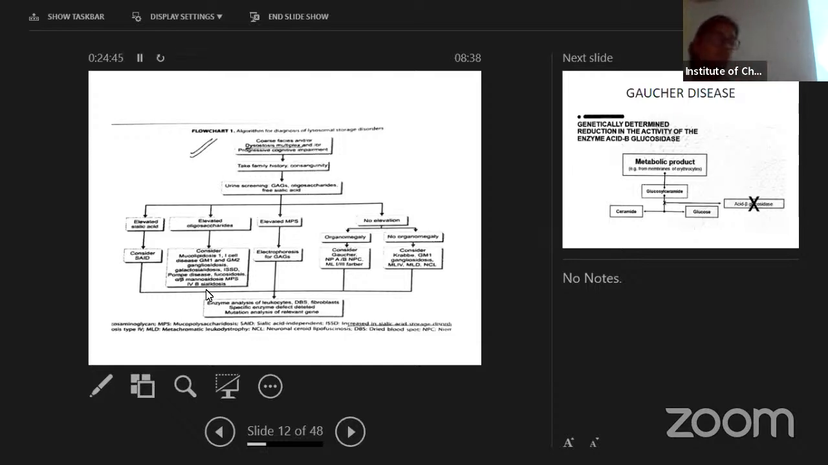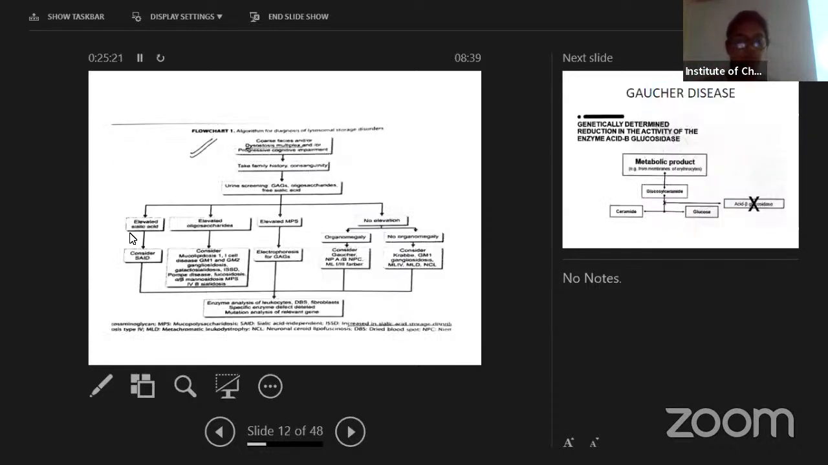If there is no elevation of GAG or oligosaccharide or free sialic acid, look for organomegaly. If there is organomegaly, consider Gaucher disease, Niemann-Pick type A, type B, and type C, mucolipidosis type 2 and 3, and Fabry disease. If there is no organomegaly, consider Krabbe disease, GM1 gangliosidosis, metachromatic leukodystrophy, mucolipidosis type 4, and NCL, neuronal ceroid lipofuscinosis.